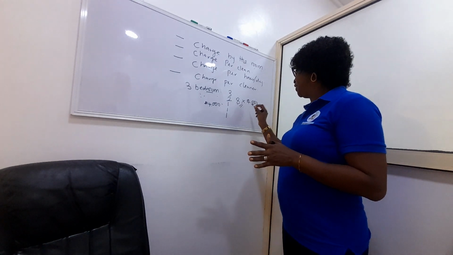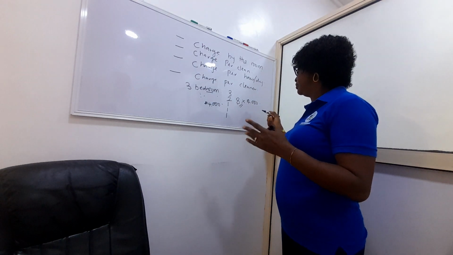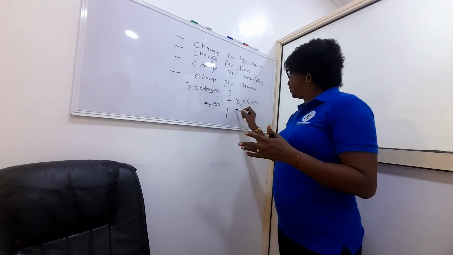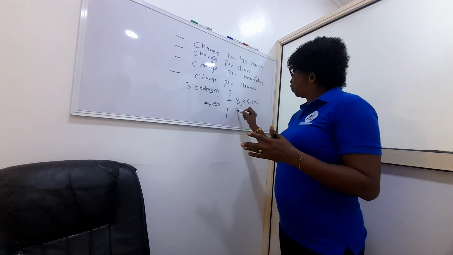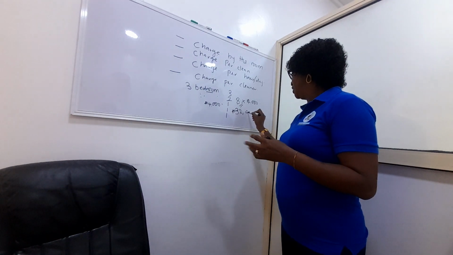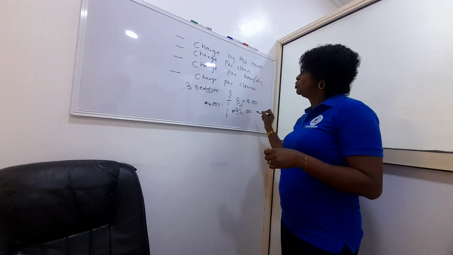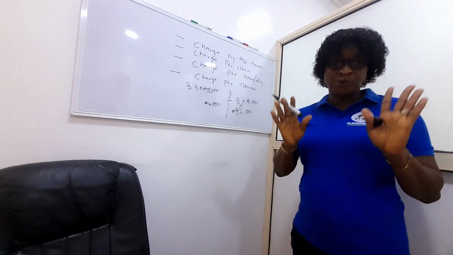How much would that give you? 4 times 8 is 32. So that will mean 32,000 naira. We'll be charging 32,000 naira to clean a 3-bedroom apartment.